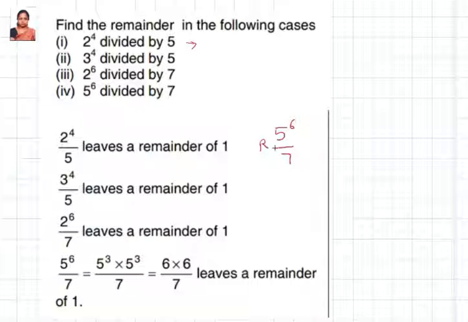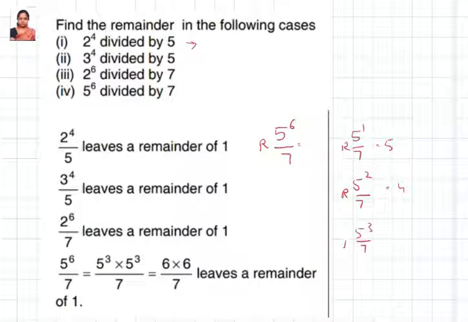So we are going to see the remainder of this one. First, in the cycle, you can take 5 power 1 by 7. The remainder is going to be 5. Then go for 5 power 2 by 7. 25 by 7, remainder is going to be 4. Then go for 5 power 3 by 7. Take only the last remainder into the base, the base is nothing but 5. So 5 into 4 is 20. 20 by 7, remainder is going to be 6, or you can also say minus 1, both are the same.